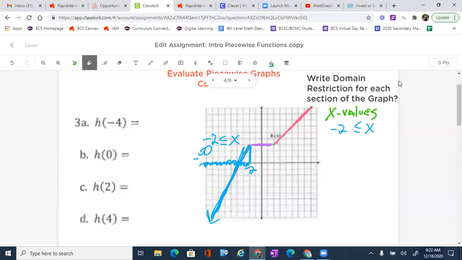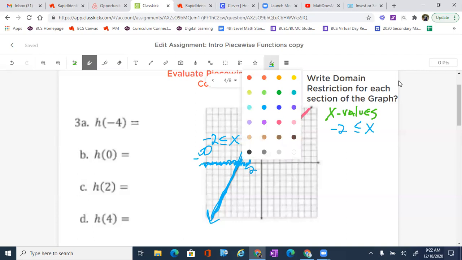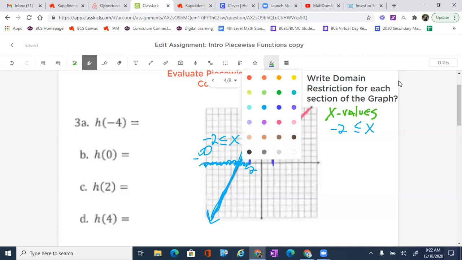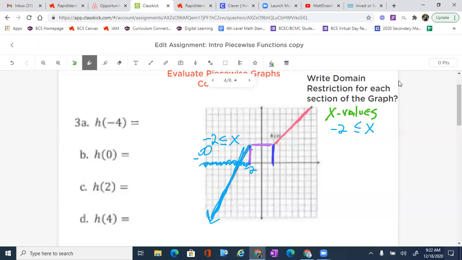Now, the second domain restriction, which you're going to notice, is this purple section, which starts at -2, but then it ends at +2 right there. So -2 to +2, and it is in between there. So I'm going to say that the x's that we want are greater than or equal to -2, but less than or equal to +2, because it is in between these two values.